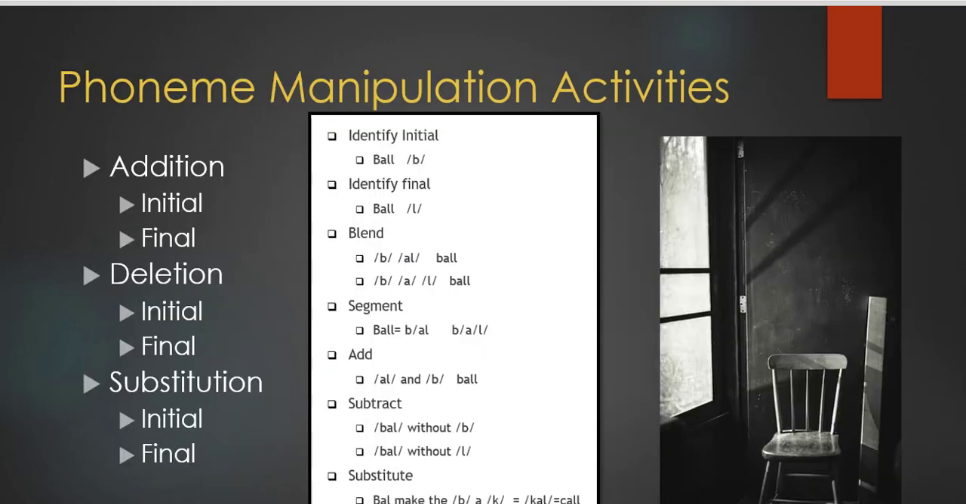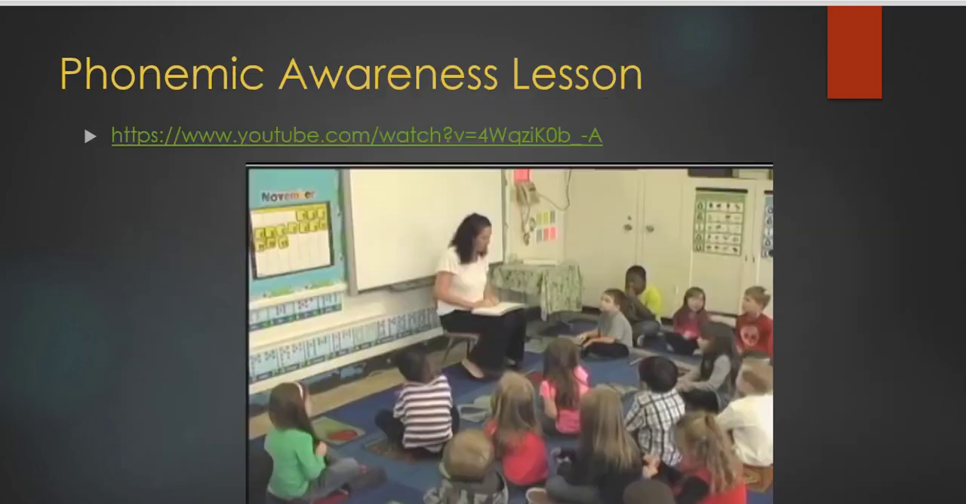More complex skills involve phoneme manipulation. First, addition. Start with "all" and add b to the beginning. This makes ball. Then deletion. What is man without "m"? "An." Then substitution. Start with fan and change n to t. This makes fat. The Canvas page includes a video clip of a Heggerty phonemic awareness lesson.